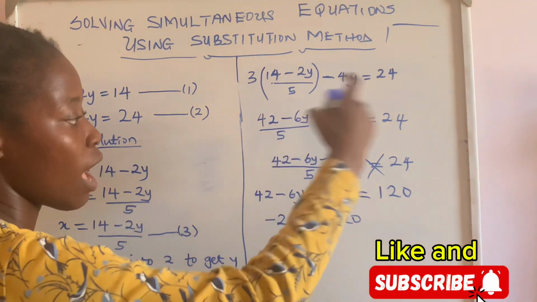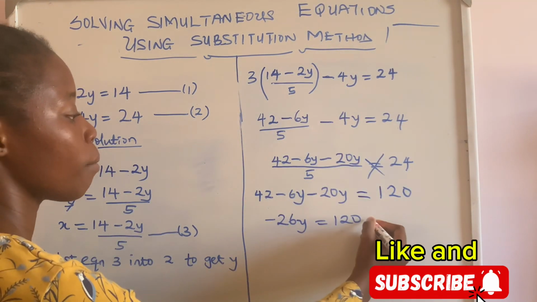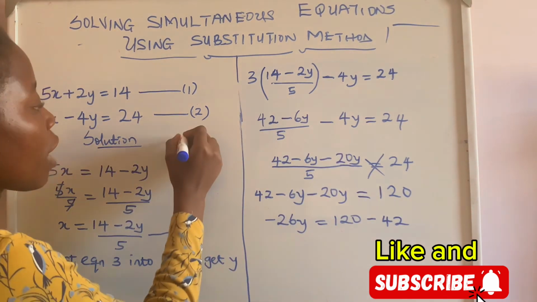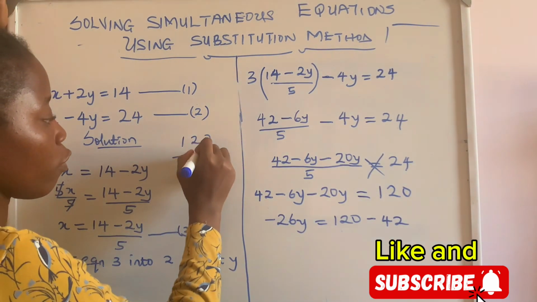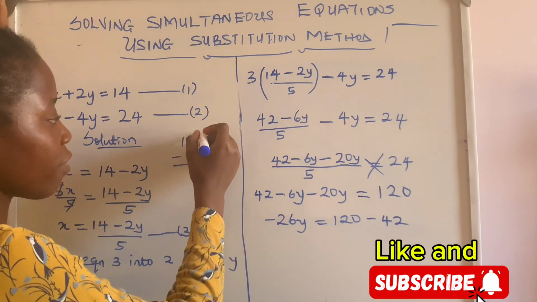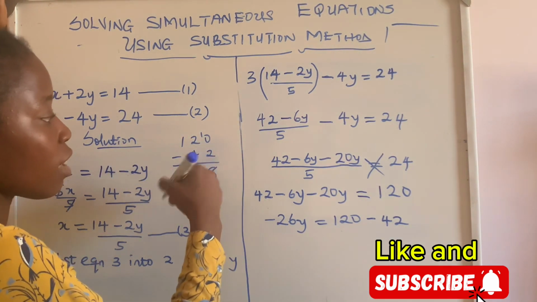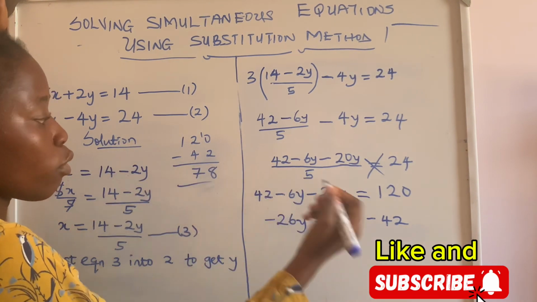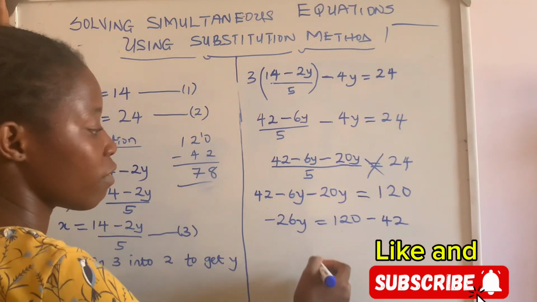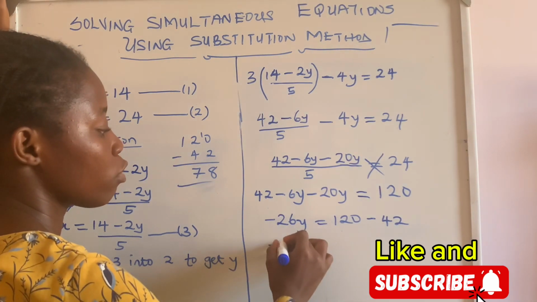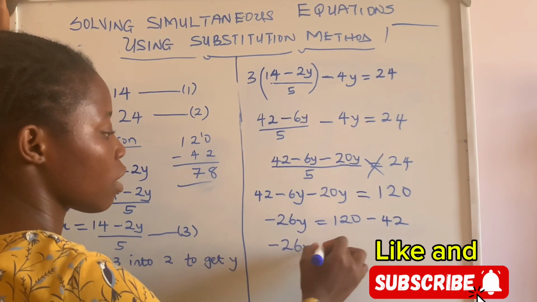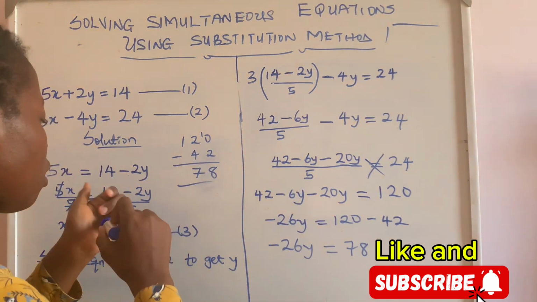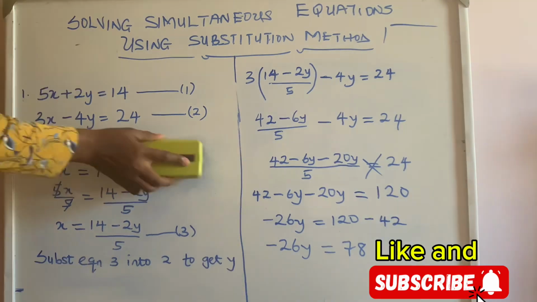We have 42, and when it goes over the equal sign, it becomes minus 42. Okay, so we have 120 minus 42. So here we have 10 minus 2, which is 8, and then we have 11 minus 4, which is what? 7. So we have 78. So when we have this, we say minus 26y is equal to 78.